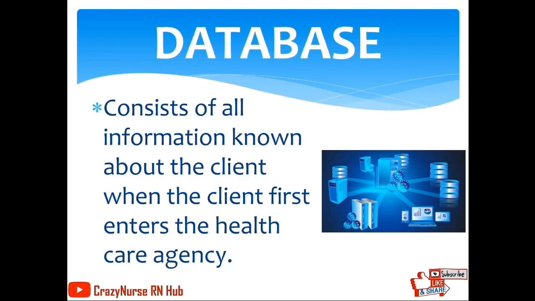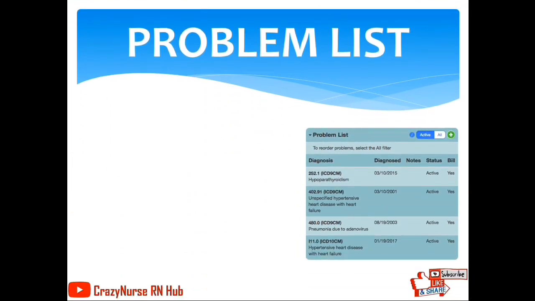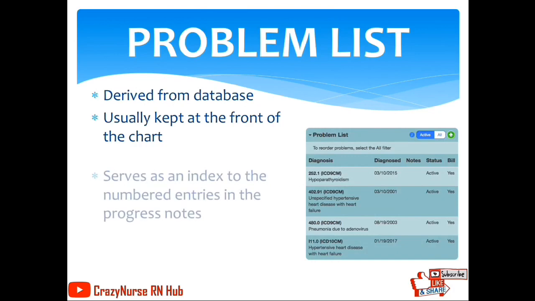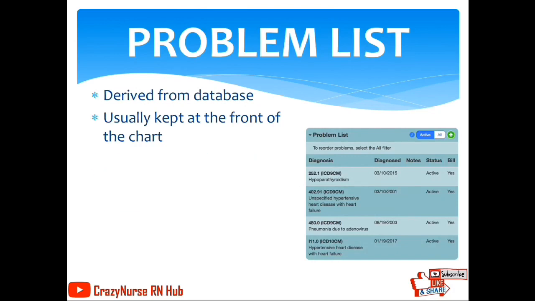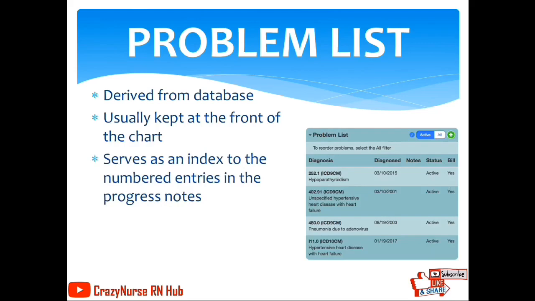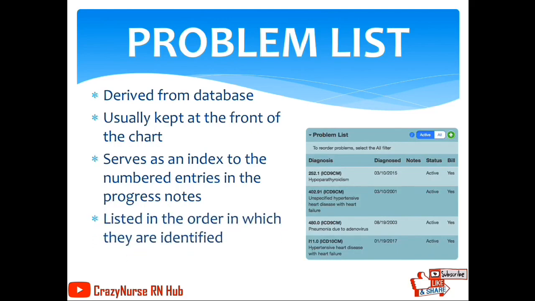Next is the problem list. The problem list is derived from the database. It is usually kept at the front of the chart, and it serves as an index to the numbered entries in the progress notes. Problems are listed in the order in which they are identified, and the list is continually updated as new problems are identified and others resolved.